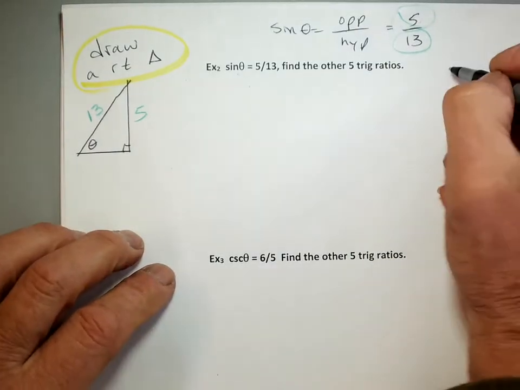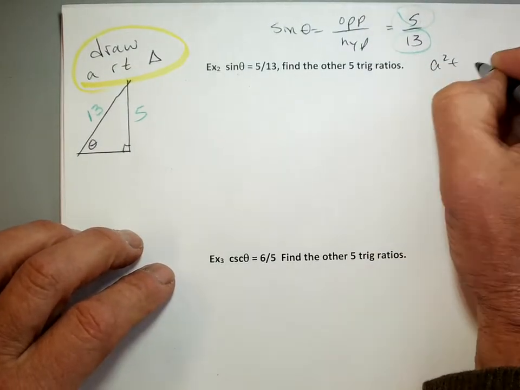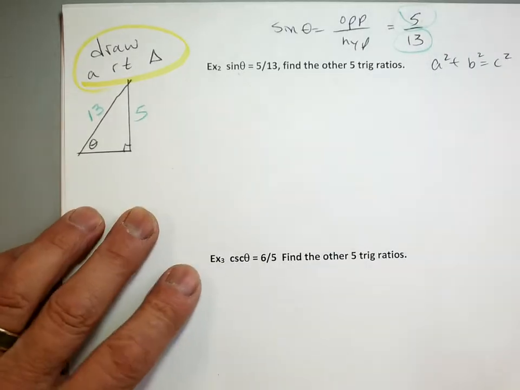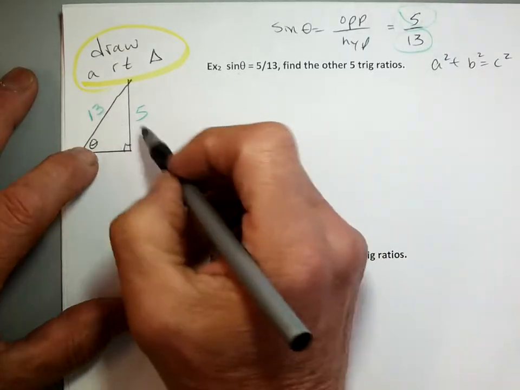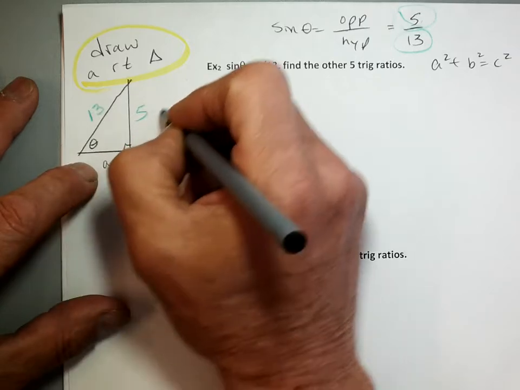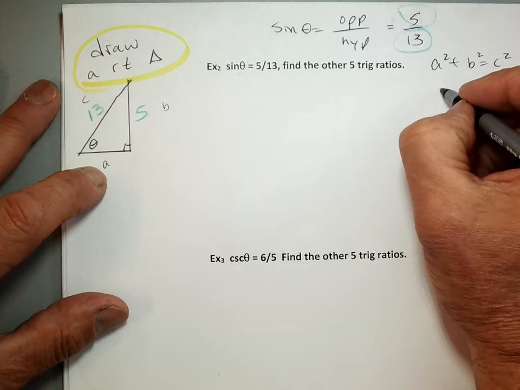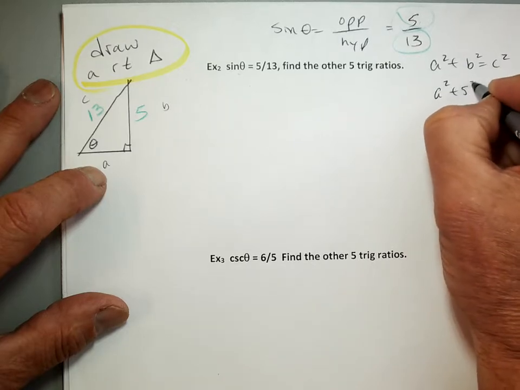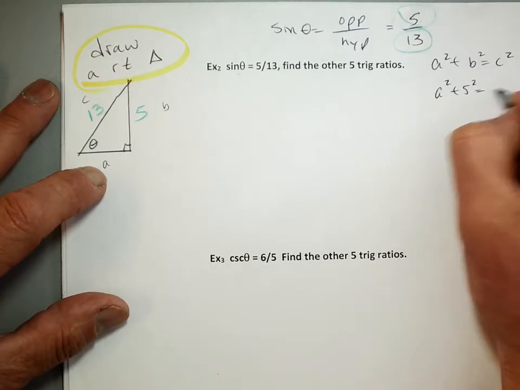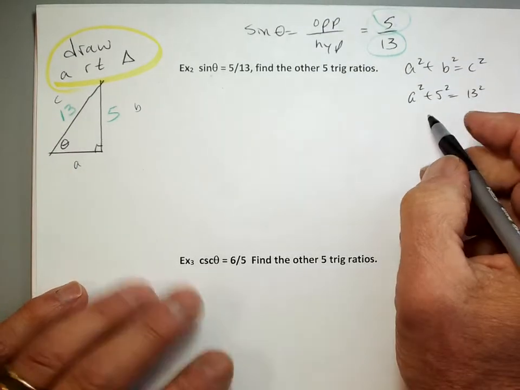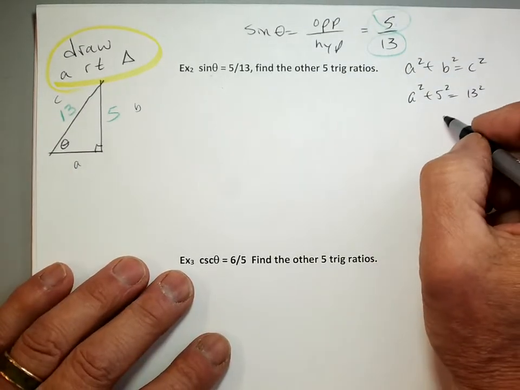Remember, a squared plus b squared equals c squared. Okay, so I do a little right triangle trig. I'm going to go a, b, c, right? So I'll go a squared plus 5 squared equals c squared, which is 13 squared. I'll do a little bit of right triangle trig here. I'm sorry, I'll do a little bit of Pythagoras theorem.